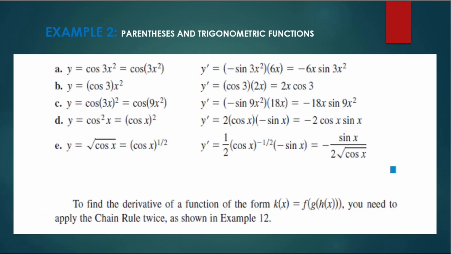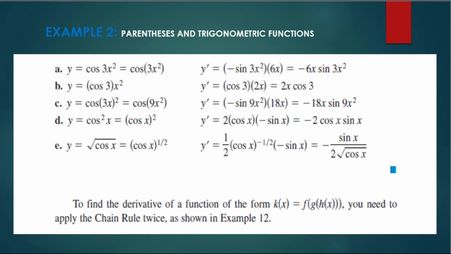For example number 2, we have here parentheses and trigonometric functions. So for letter A, we have y is equal to cosine 3x squared, which is cosine of the quantity 3x raised to the power of 2. Y prime is equal to the quantity negative sine 3x squared times the quantity 6x, which is equal to negative 6x sine 3x squared. So for letter B, we have y is equal to cosine 3 times x squared and its y prime is equal to cosine 3 times 2x, which is 2x cosine 3.